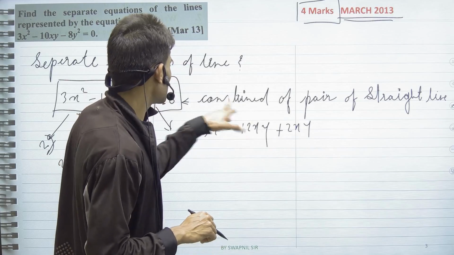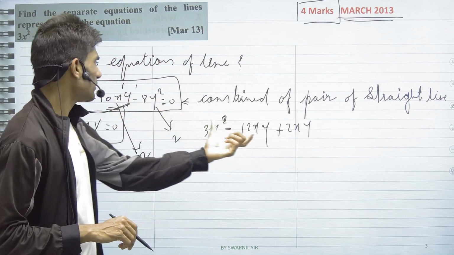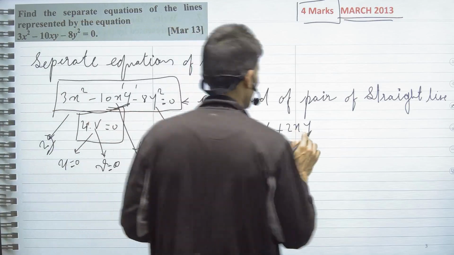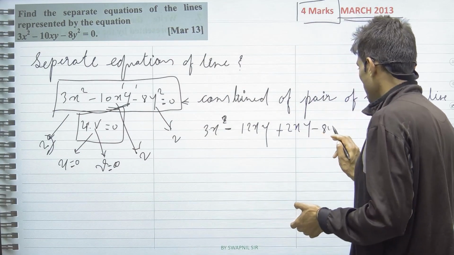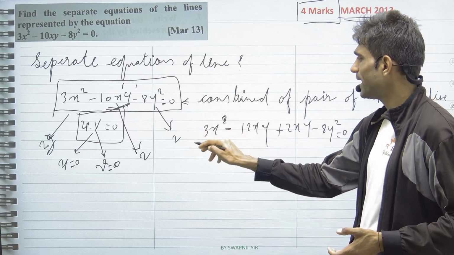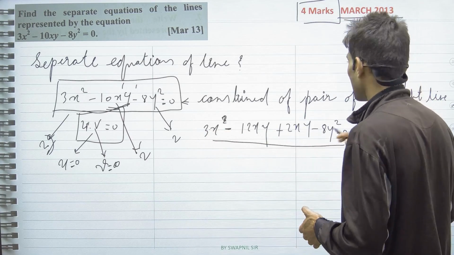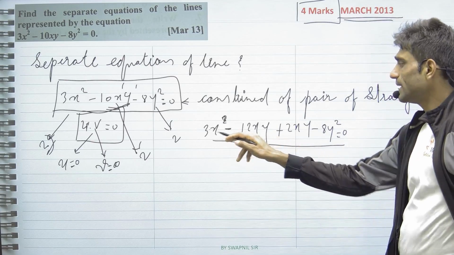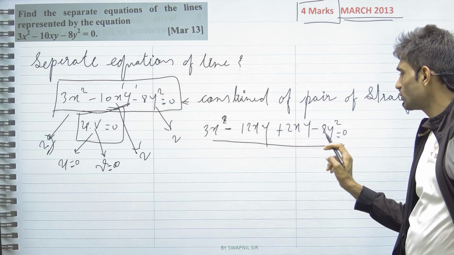So 3x square as it is here, minus 10xy I have written as minus 12xy plus 2xy, minus 8y square, which is equal to 0. So I expanded our given term in this form. So let me change the color. So see that 3x square minus 12xy plus 2xy minus 8y square.